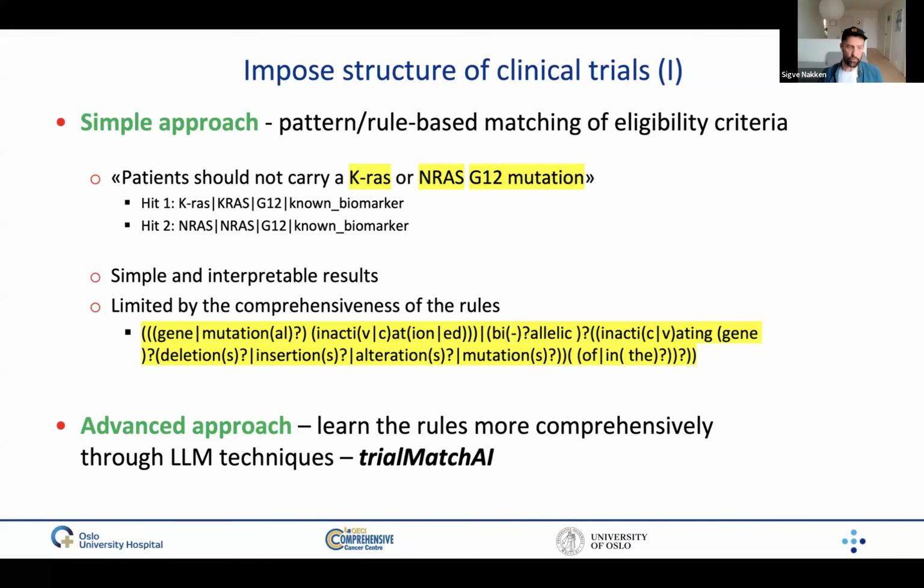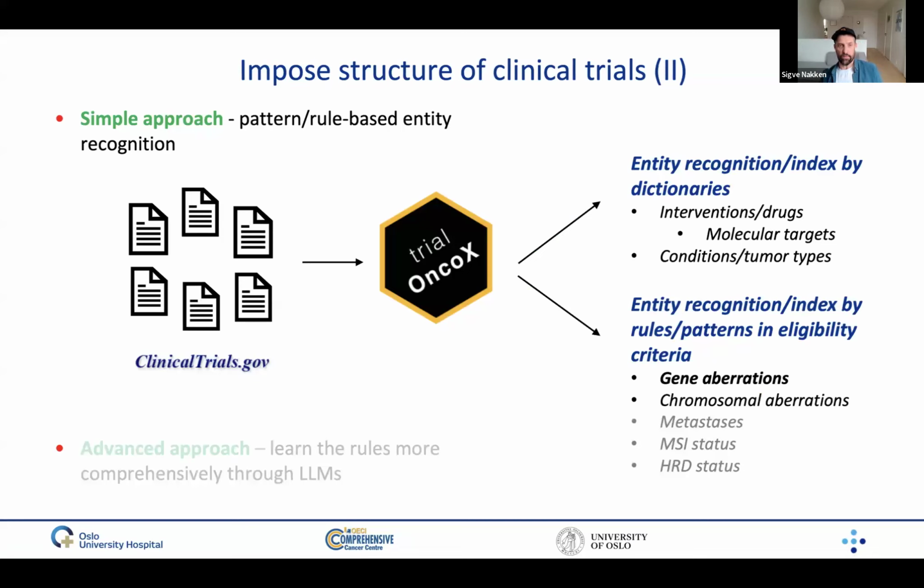The alternative approach that the French group is working on is to learn how these rules are written more comprehensively through LLM-type techniques. This will result in a dedicated algorithm called TrialMatch AI, that we are working on. But the simple approach that I've been working on takes data from clinicaltrials.gov and tries to do entity recognition of drugs and conditions, the different cancer types, and then a more sophisticated recognition of the actual aberrations that we see in the eligibility criteria.